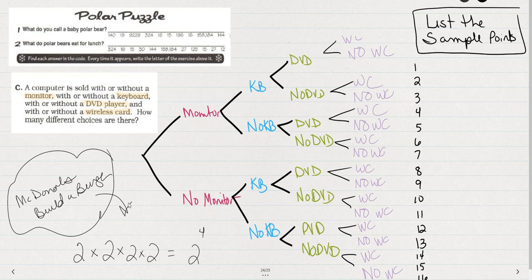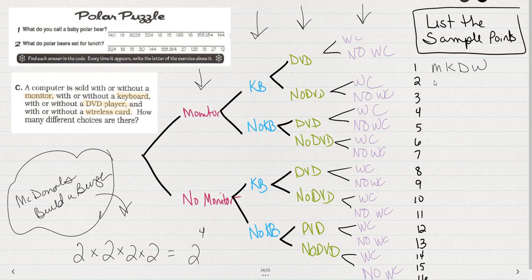But you could also see this with the tree diagram, and I hope that you can pause the video and make sure you've got your own tree, because your written work will need to show that tree. But for the tree, you'd see that the first selection is a monitor or no monitor, right? And then keyboard or no keyboard, the DVD, and the wireless card. If I listed each of these, let me just do one of them. A monitor, keyboard, DVD, and wireless.